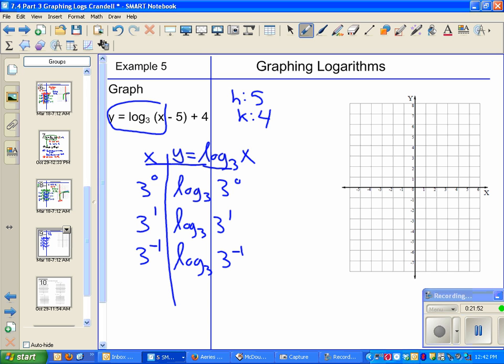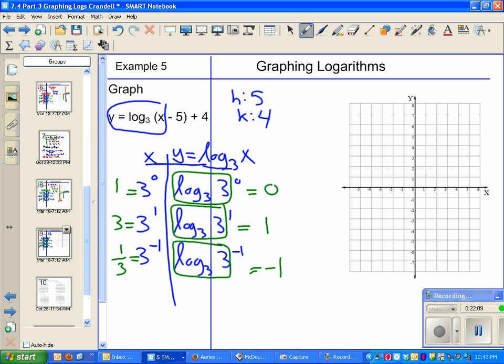So when I plug those in for my x, I get that, and then the inverses, here's an inverse, here's an inverse, and here's an inverse. So this side equals 0, 1, and negative 1. The other side, 3 to the 0 is 1, 3 to the first is 3, and 3 to the negative 1 is 1/3. Okay, so when I go to graph those, I have 1, 0, 3, comma 1, and 1/3, negative 1. So my unshifted graph gets really, really close to 0.